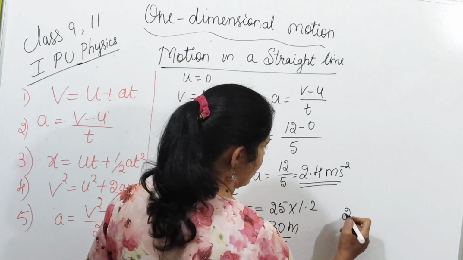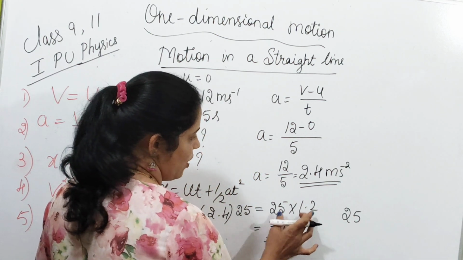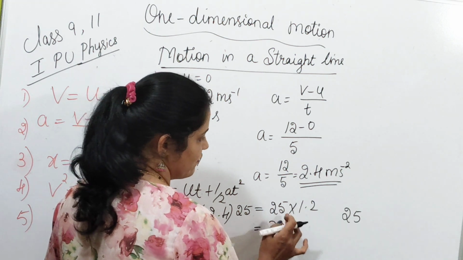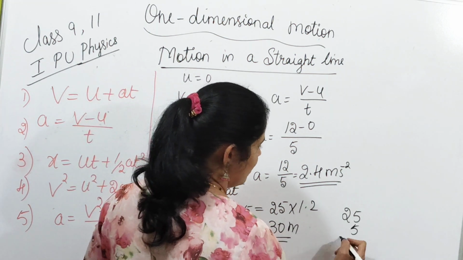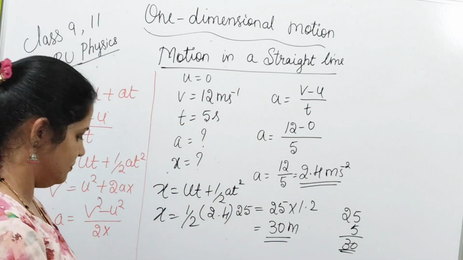25 ones are 25, and 0.2, so that is 25 into 0.2. 0.2 into 25 is 5. So adding, you will get 30. So 30 meter is the answer.